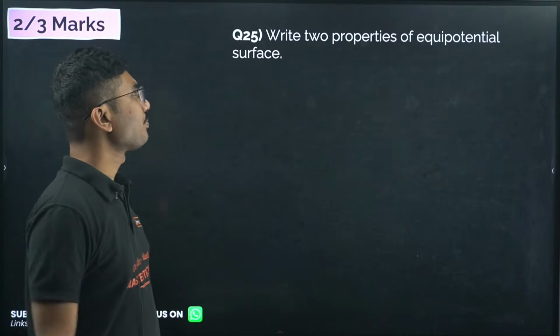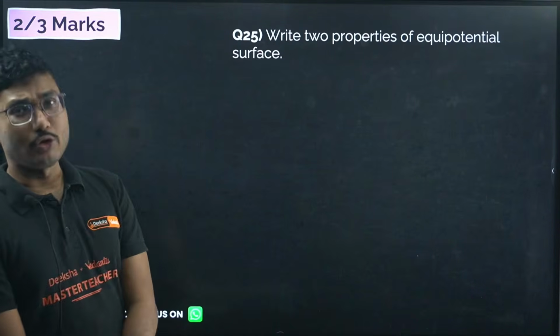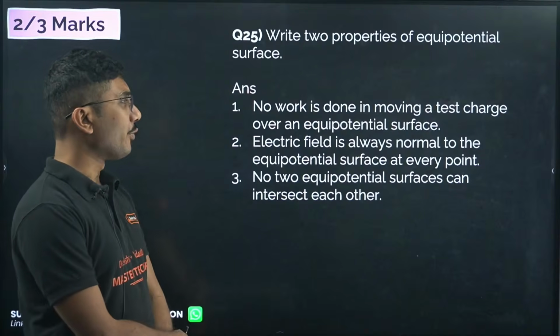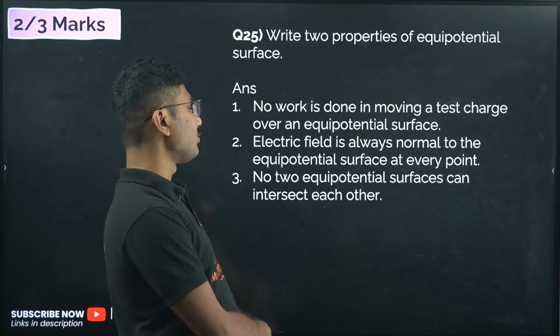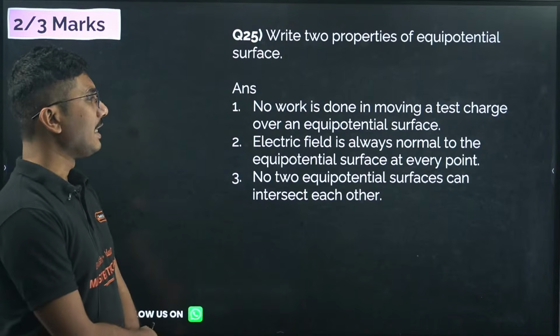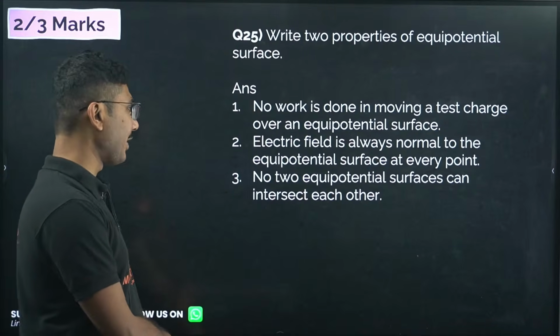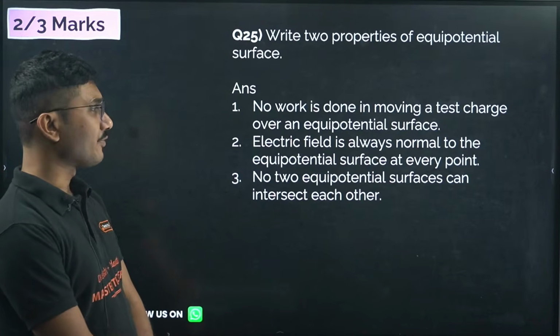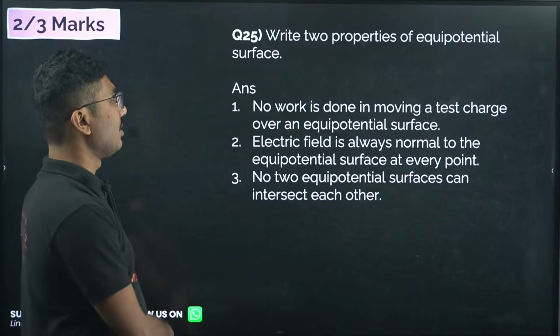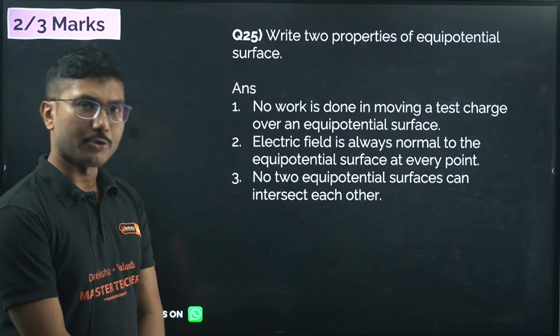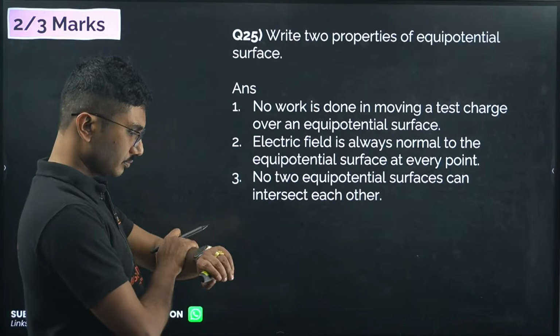Very important question. Write 2 properties of an equipotential surface. No work is done in moving a test charge over an equipotential surface. The electric field is always normal to the equipotential surface at every point. No 2 equipotential surfaces can intersect each other. So these are the properties of an equipotential surface as well.